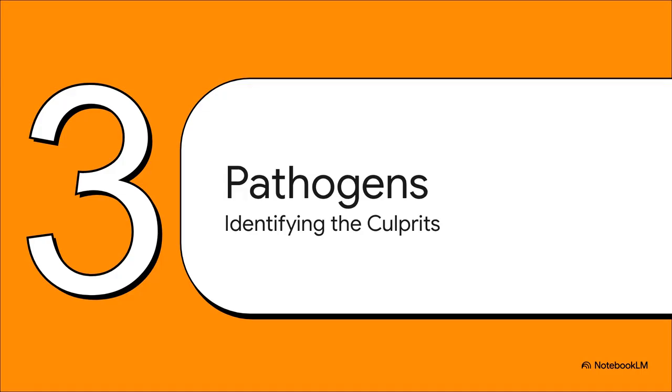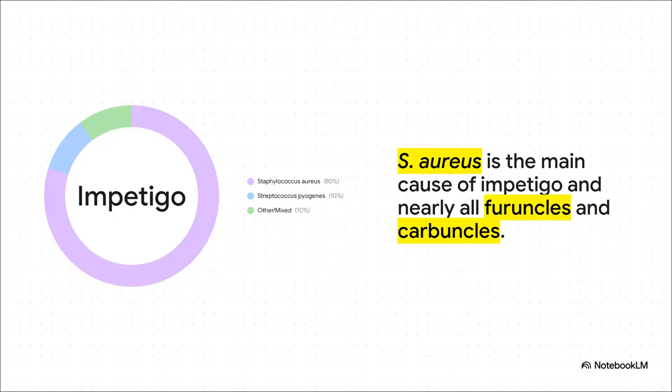All right, Section 3, Pathogens and Susceptibility. Our culture plates have got something growing. Now it's time to find out exactly who the culprits are and what they're vulnerable to. So for Impetigo, the main offender in about 80% of cases is Staphylococcus aureus. Streptococcus pyogenes comes in a distant second. And here's the key takeaway. S. aureus is also the bad guy behind almost all furuncles and carbuncles. This makes it our primary target for empirical therapy, though the constant threat of MRSA always keeps us on our toes.